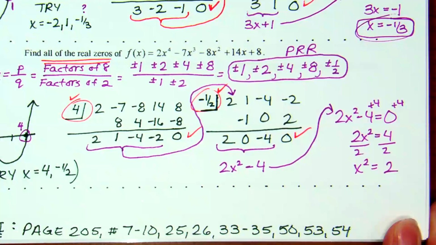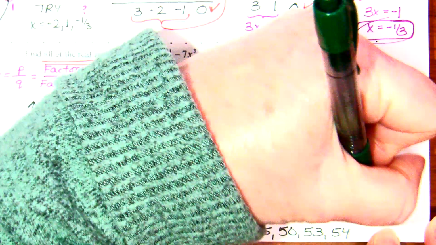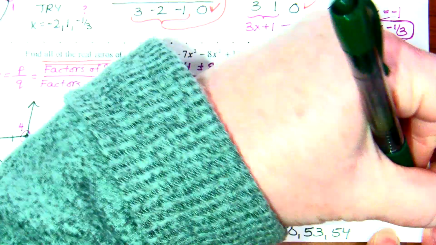How do I solve when I have x squared equals 2? Square root. What happens when you square root in an equation setting? You have to put a plus or minus. And so, what did we just find? Another root. Plus or minus square root of 2, that's positive square root of 2, negative square root of 2. These are my irrational roots, because square root of 2 is irrational.